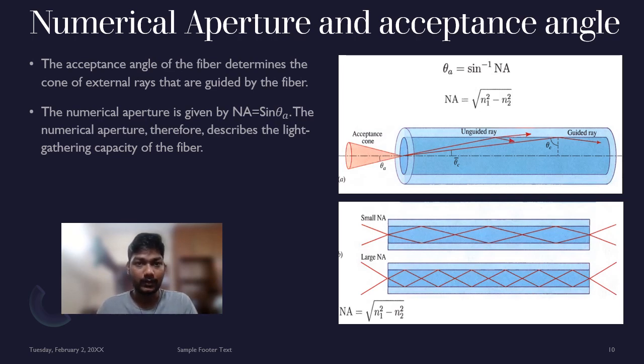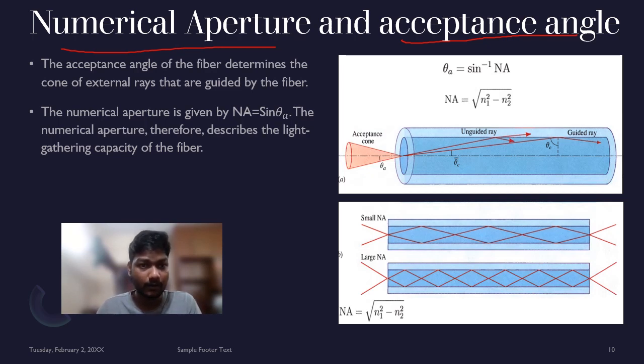As I have mentioned in the previous slide, we have to couple the light in such a way that it will not be transmitted into the cladding, so that we do not undergo any loss. That's why there are two important things to note: one is the numerical aperture, and the other is the acceptance angle. These are the factors which come into play while coupling the light.